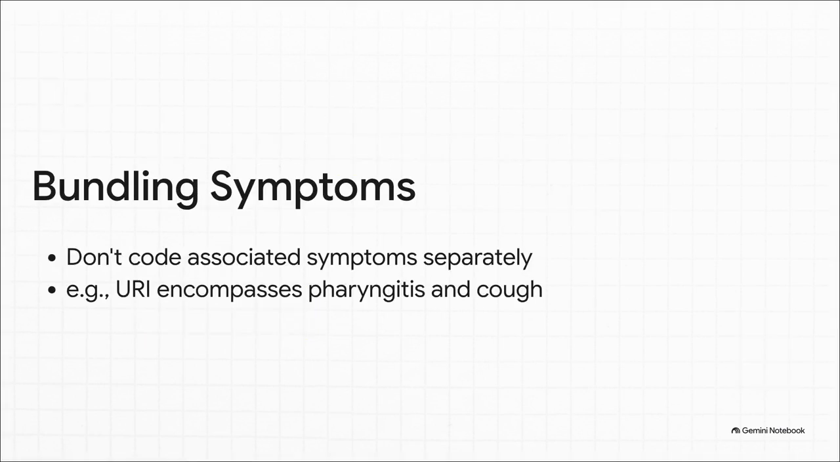And our final rule for this masterclass: do not code routinely associated signs and symptoms separately. Never unbundle symptoms that are just naturally integral to a disease process. Take an upper respiratory infection, or URI, for example. A URI naturally encompasses symptoms like pharyngitis, rhinitis, and a cough. You do not code all 4 of those things separately. You use the single URI code because it inherently includes all the rest of that. Basically, keep it bundled and keep it clean.